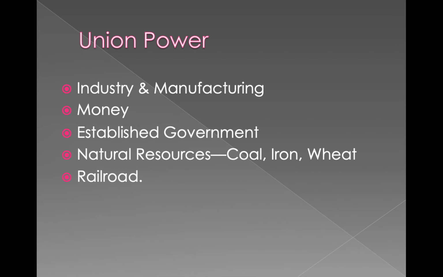They already have an established government. And they have natural resources that are going to be great for the production of weapons such as iron, using coal for the steam-powered factories, and then wheat for food. They have the railroad to get from point A to point B, move troops, move weapons, move resources around.